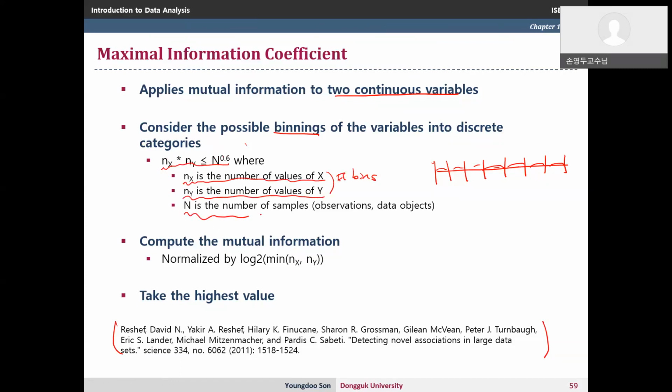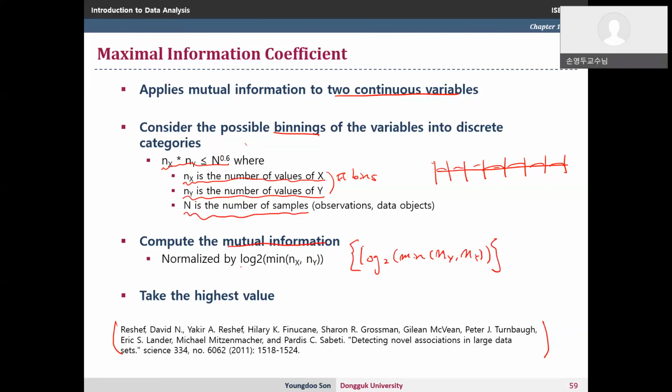And n is the number of total observations. We calculate the mutual information and normalize it by log of the minimum of nx and ny. We know that this is the maximum value of the mutual information.